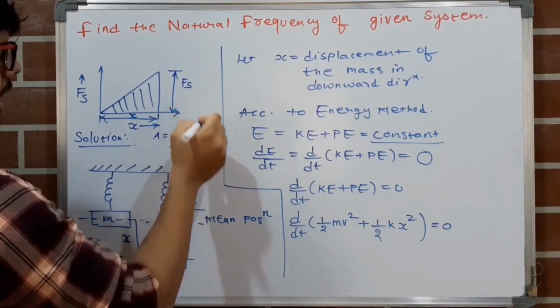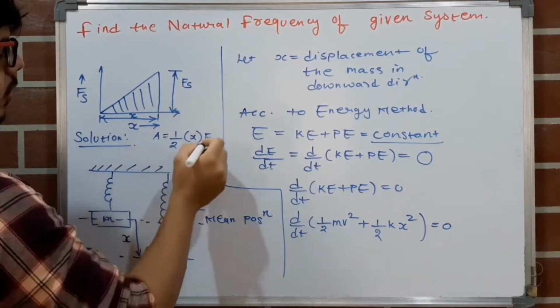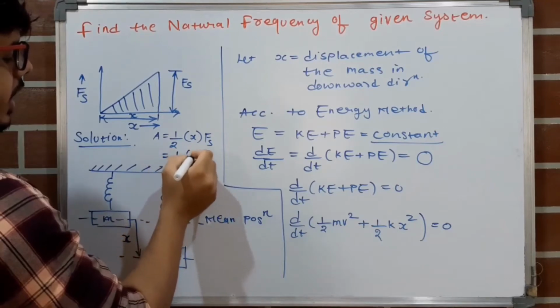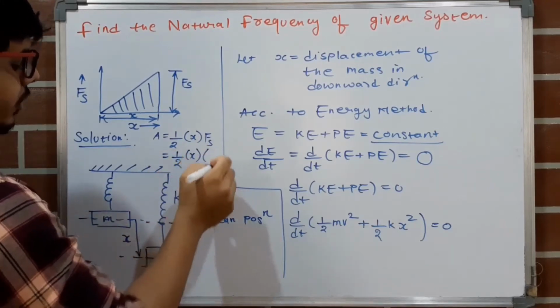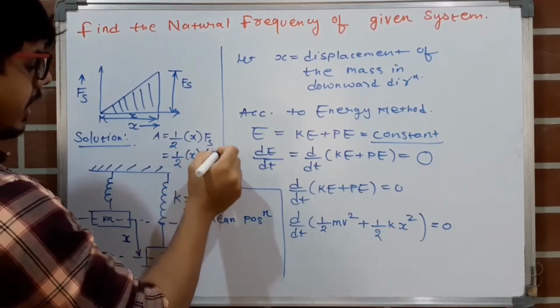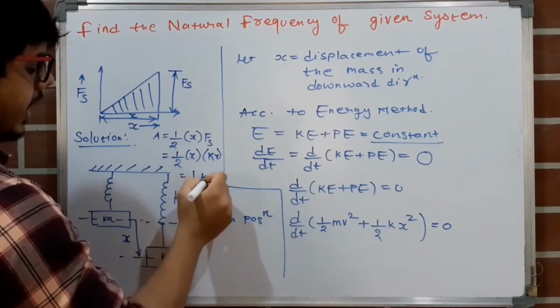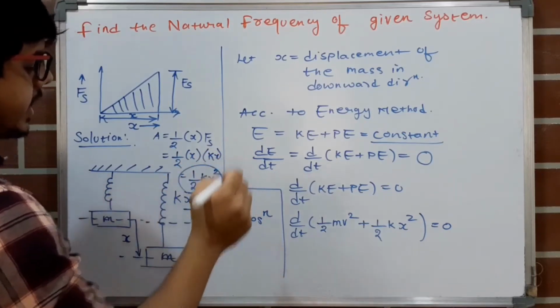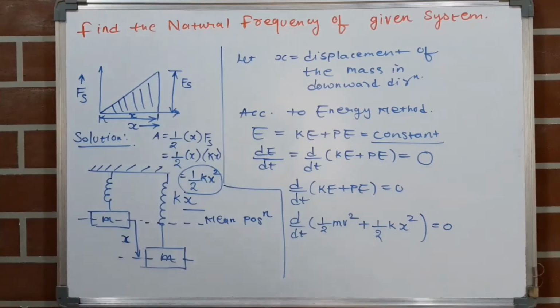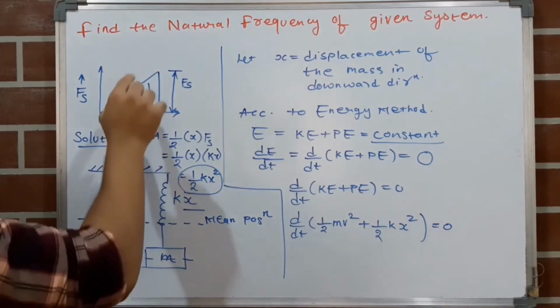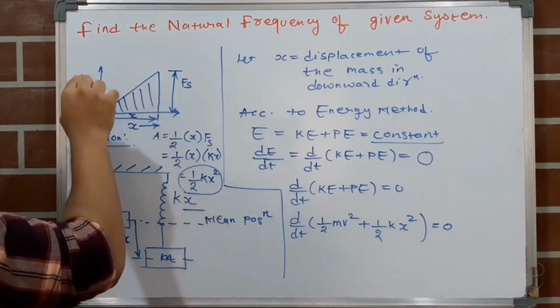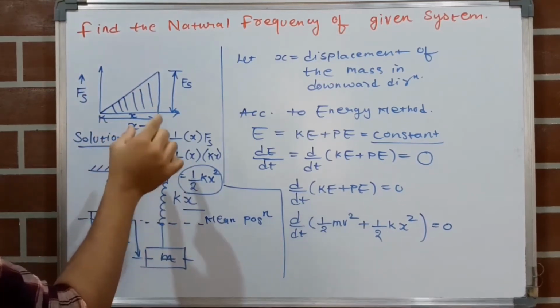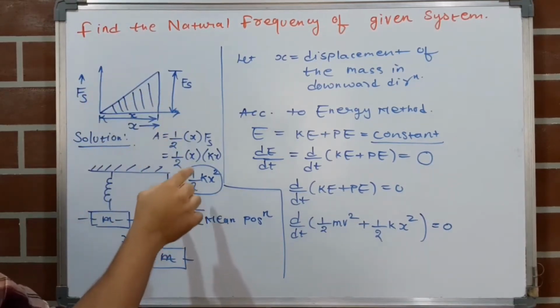Base is x into altitude is Fs. So what is the spring force? It is half x into spring force is k into x. So we will get half kx square. So this is the strain energy of this spring. So the area under the graph of spring force versus the deflection will give the strain energy, which is half kx square.